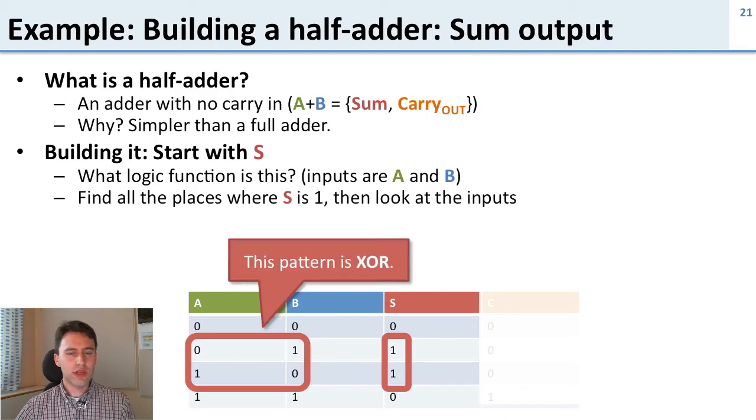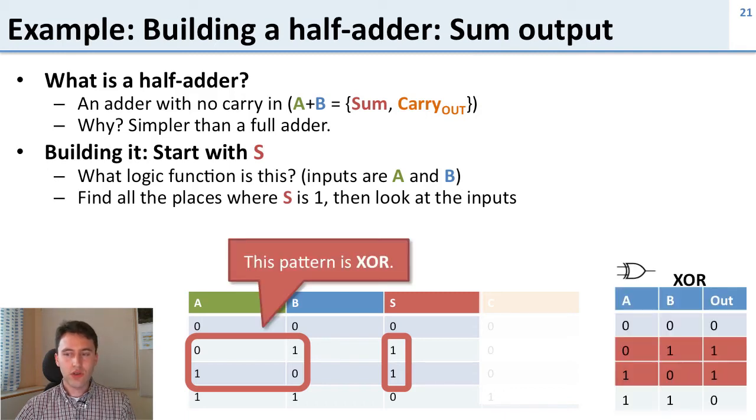This is one of the trickier ones. This is an XOR pattern. So if we look at the truth table for XOR, we see it's exactly this. Either A or B, but not both. It's an exclusive OR. So now we've figured out what the equation for S is. The sum of a half adder is A XOR B.